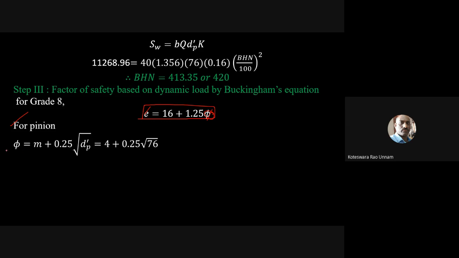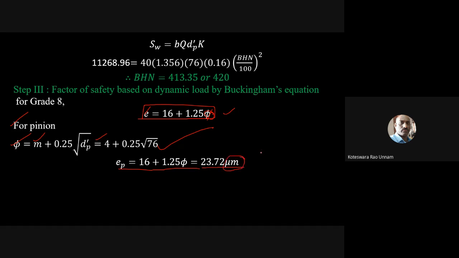The formula for phi is given as m plus 0.25 into square root of dp dash. We know the dp value, that is the pitch circle diameter of the pinion, and we know the module also. If you substitute that, you will get this phi value. Once you know the phi value, you can find out the error for the pinion. Similarly, for the gear you also need to calculate that. If you substitute all those values, you will get the error on the pinion as 23.72 microns.